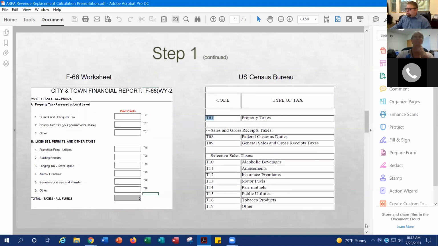This is an example of the F66 worksheet and the U.S. Census Bureau report. So as you can see, the first line on the U.S. Census Bureau report is property taxes with a code of T01. And you'll see on the F66 worksheet, under the property tax assessed at local level, they have the 3 different categories for T01. So you could take this Excel spreadsheet, fill in your information from your revenue data for all 4 years, and then this will help classify it for you.